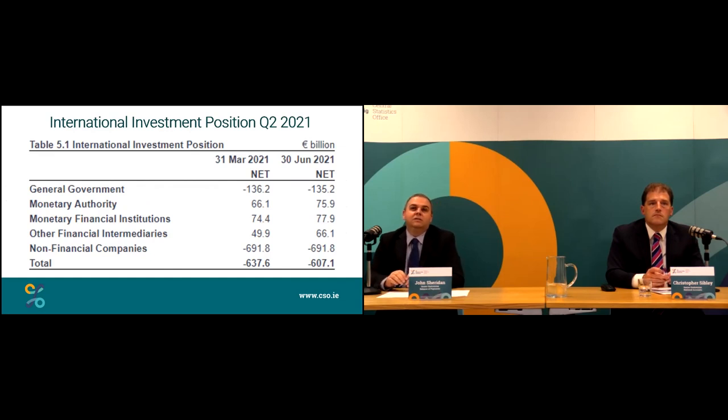Looking at our positions on our international investment position, we have a net international investment position of minus 607.1 billion at the end of June 2021, which is an increase of 30 billion on the end of March 2021 position. And we can see that this change is distributed between the different financial sectors.